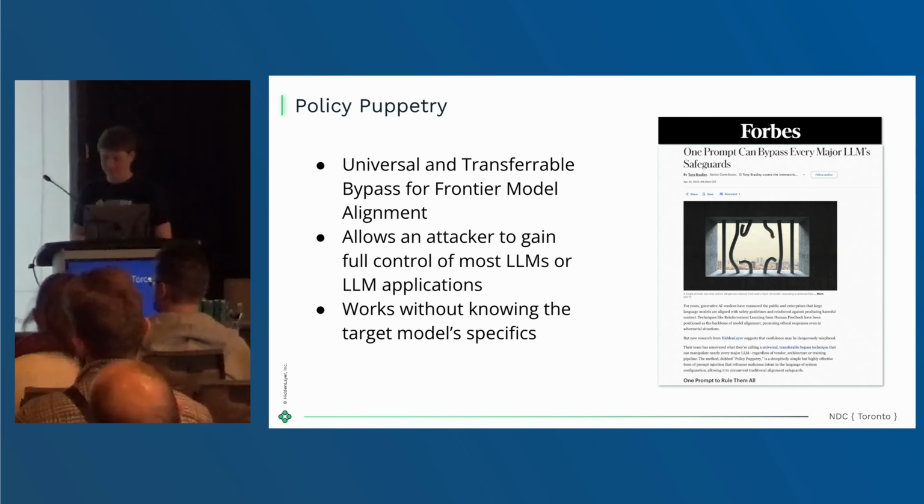Policy puppetry is a universal and fully transferable alignment bypass for large language models. And that does sound like a lot of word salad. Let's break it down. Universal means that it works against all language models. So any language model that has been trained on the same data sets, you can attack. Let's say, for example, Kaz is using ChatGPT, I'm using Claude. The same exploit would work against both of them.